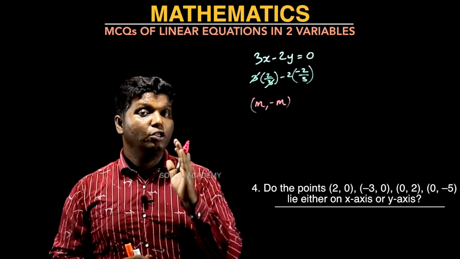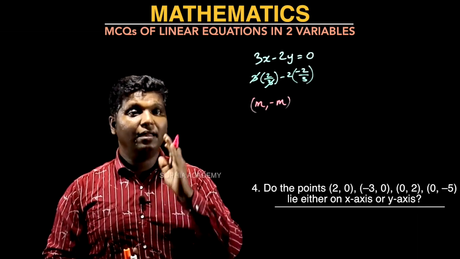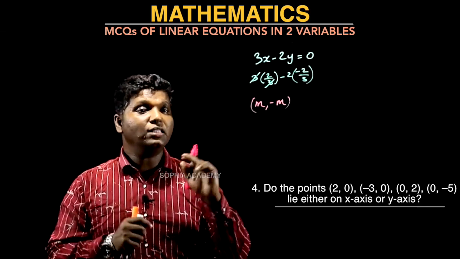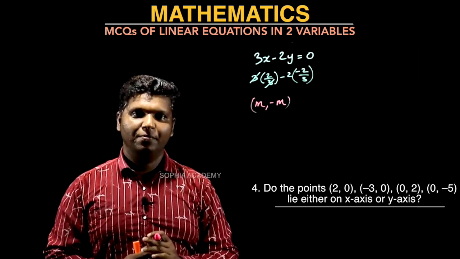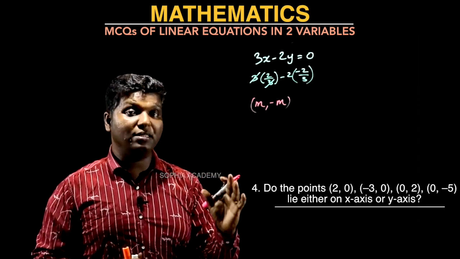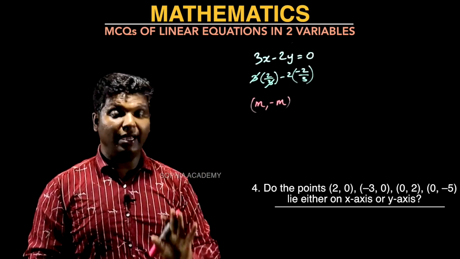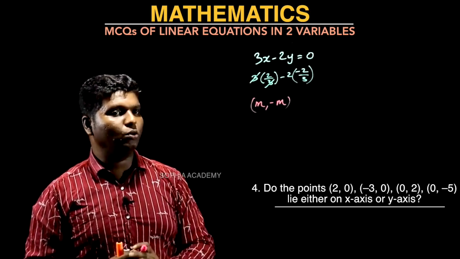Do the points (2, 0), (minus 3, 0), (0, 2) and (0, minus 5) lie on either the x-axis or the y-axis? See, here some points are given and our question is whether these points are lying on the x-axis or y-axis. That's our question. So actually if you are focusing your eyes on this question, it is very clear.